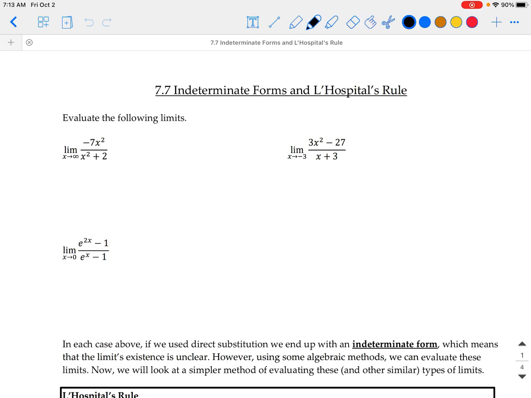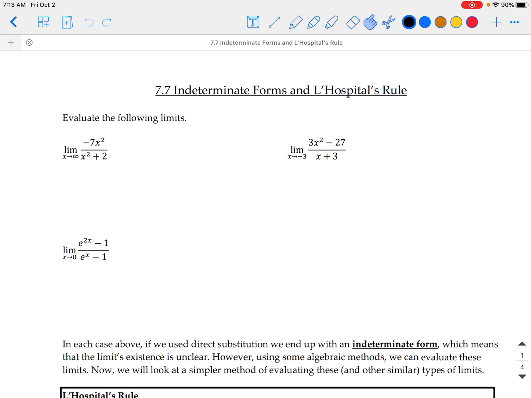Welcome back, everyone. We're in section 7.7 now, which is the last section of chapter 7. We're going to be reviewing indeterminate forms and L'Hopital's rule. It kind of fits in with this chapter because our indeterminate forms are going to require logarithms. So that's going to kind of pop up. But other than that, this should feel mainly like review.